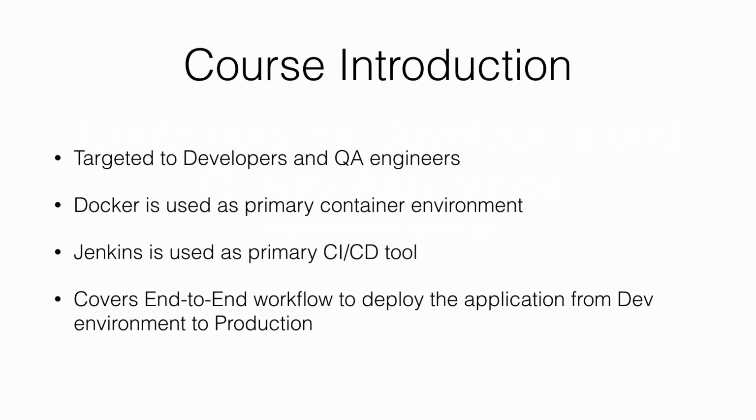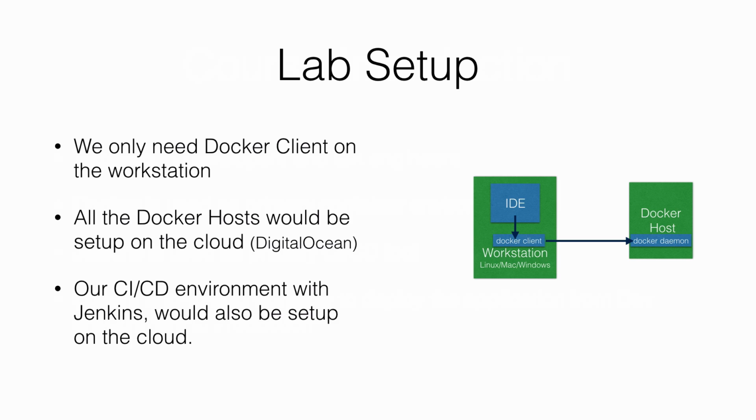can use containers to create an end-to-end workflow for our application, in which we would deploy our application from the developer to the production environment. We have used Docker as our primary container environment and Jenkins as our primary CI/CD tool. All of our Docker hosts, which we have used in this course, would be deployed on the cloud DigitalOcean. Also, we would create the Jenkins environment to do different CI/CD operations on the cloud.